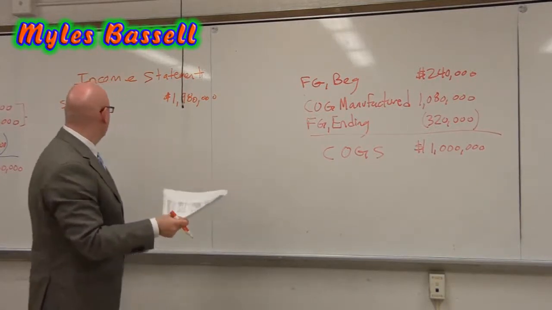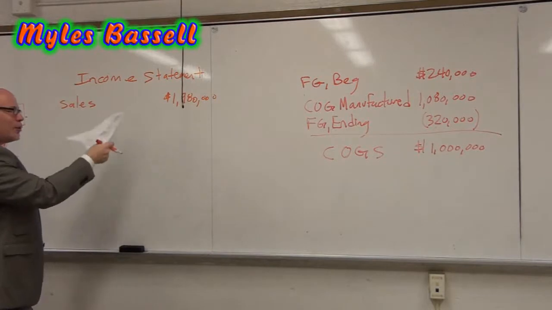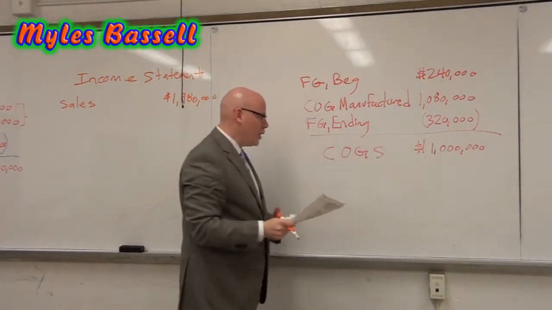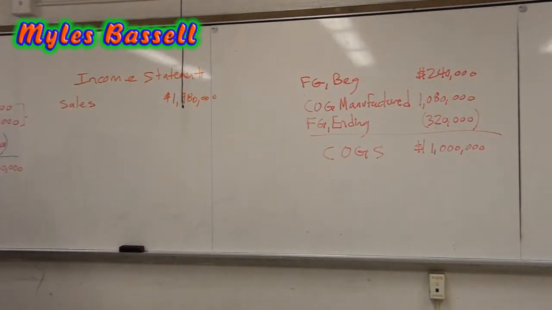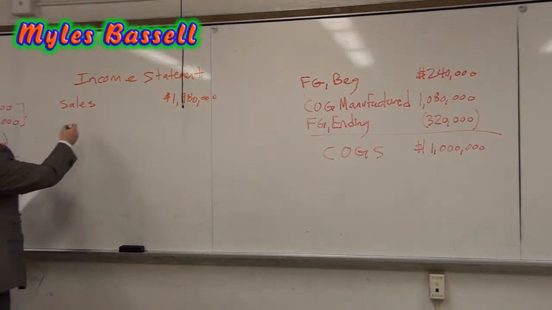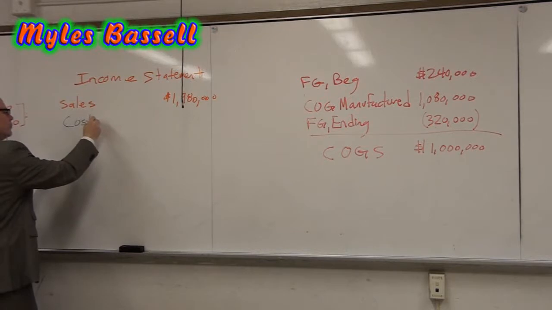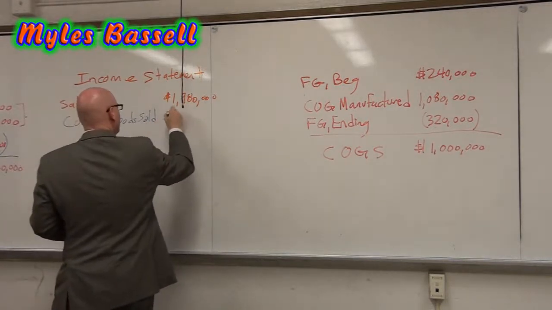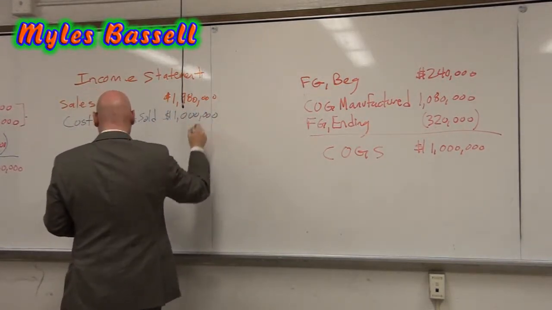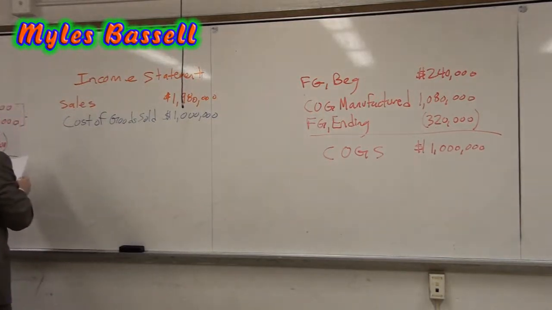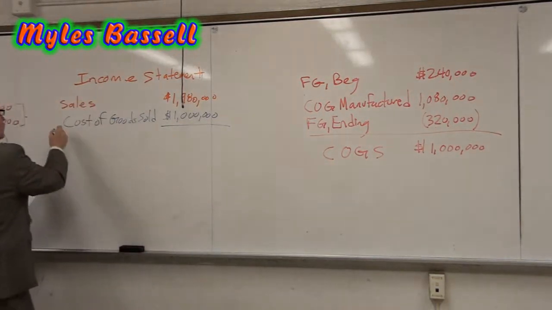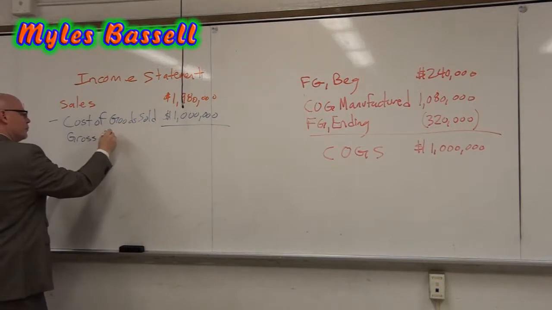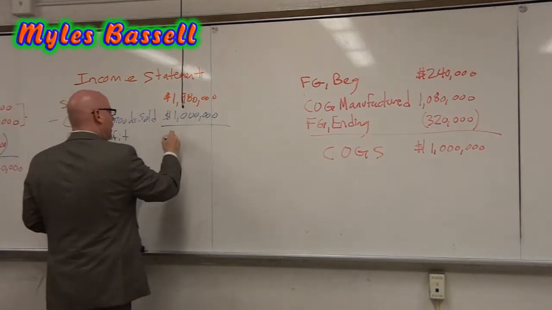What we did sell, out of this $1,980,000, which was how much our sales were from selling all those teddy bears, cost us $1 million. That's how much it cost us to make them. So our cost of goods sold is $1 million. So we subtract the cost of goods sold. That gives us our gross profit, which is $980,000.